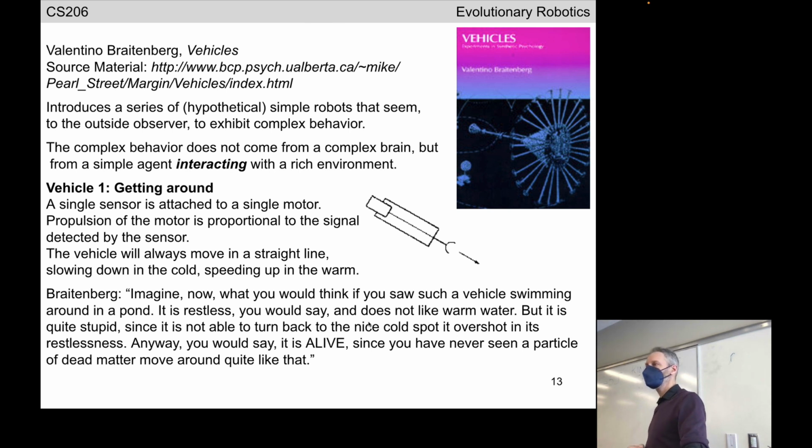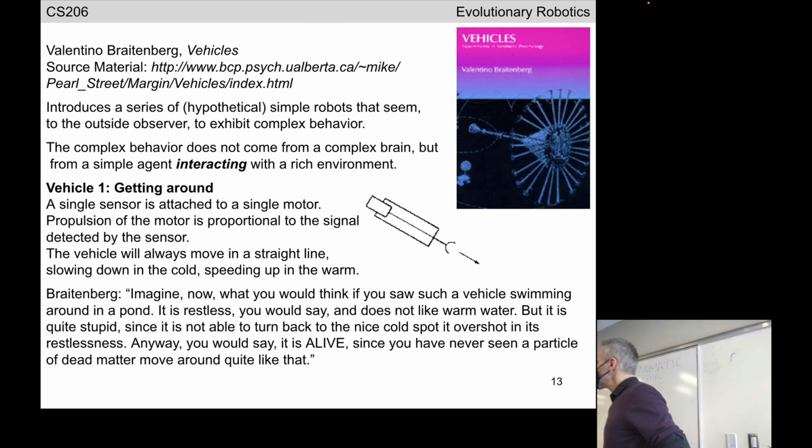So far, so good? Why a pond? Because if you take a bunch of pond water and put it under a microscope, you can see things swimming around in there that act basically like this. Yeah? Okay. However, if you did see Vehicle 1, you might say it's quite stupid since it's not able to turn back to the nice cold spot that it had just passed through in its restlessness. You'd probably be drawn to the conclusion that it's alive since you've never seen a particle of matter act like this before.